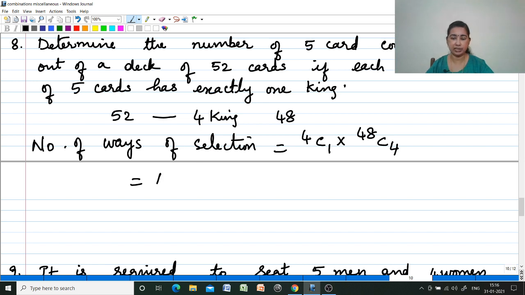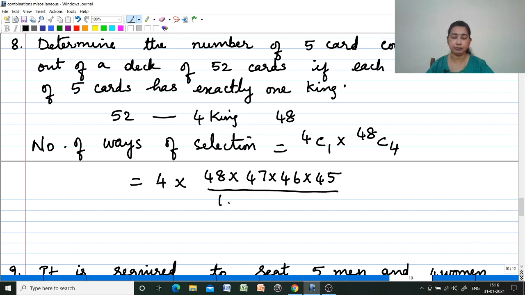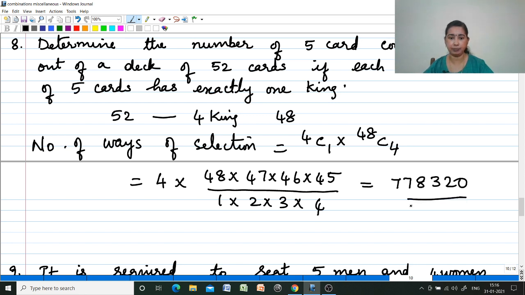4C1 is the same as 4. 48C4 is 48 into 47 into 46 into 45 divided by 1 into 2 into 3 into 4. Simplifying this, we get 7,78,320. That many different ways of selection.